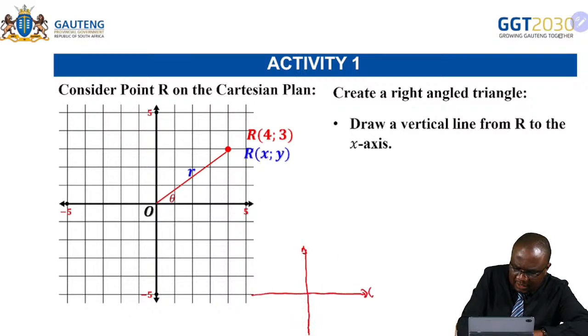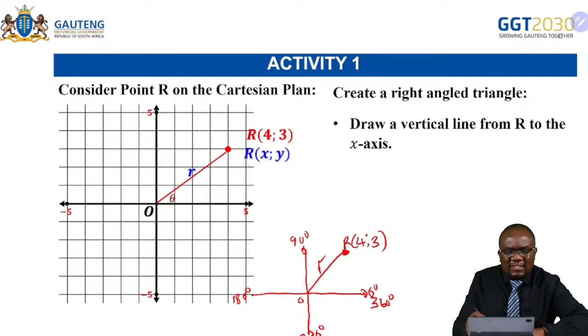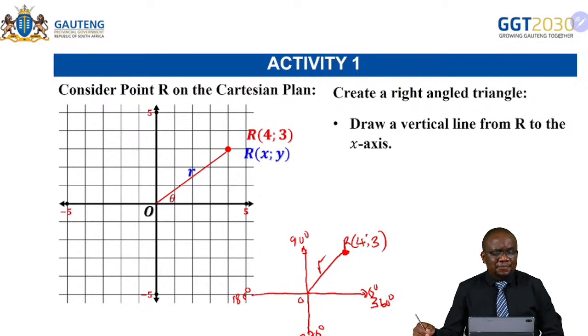Okay. 0 degrees, 90 degrees, 180 degrees, 270 degrees, 360 degrees. This is the origin. And then we had R, which was (4, 3). And then we say this ray is R. You must be having that diagram there. Like that.